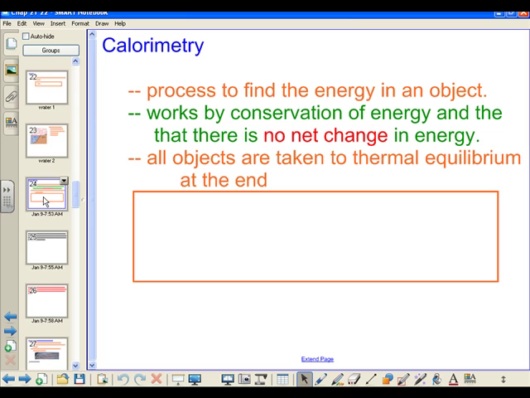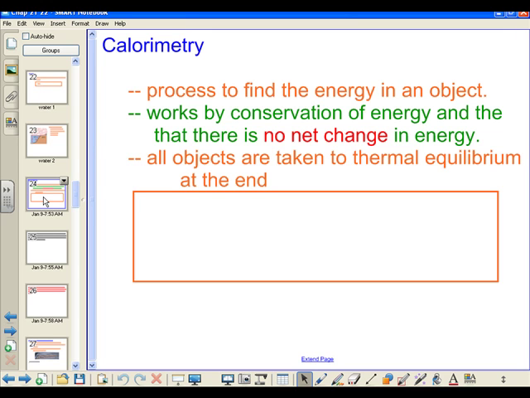So calorimetry, which is basically what we are doing today, and pretty much what we do in all our labs. We do a form of calorimetry. Calorimetry is the process to find the energy in an object. Today we are going to use that process to help us find the specific heat capacity of an unknown metal and use that specific heat to identify that unknown metal. Now it works by conservation of energy.